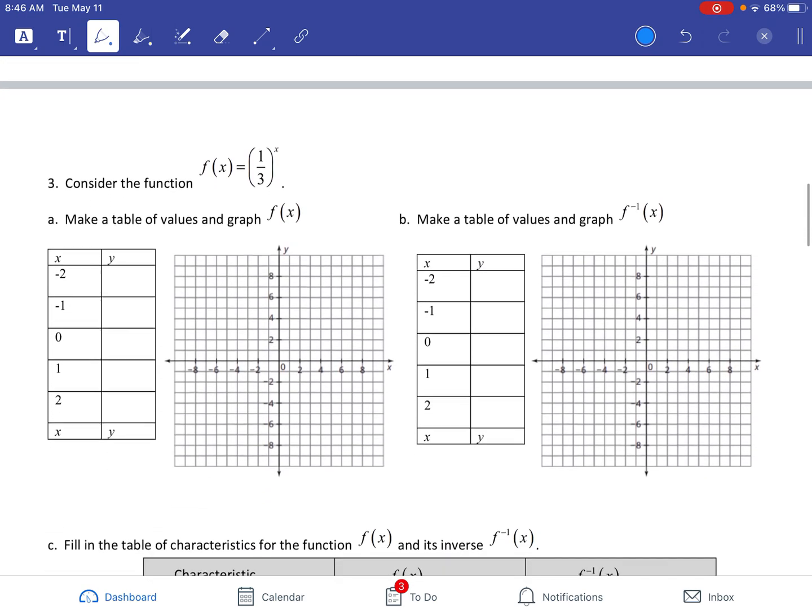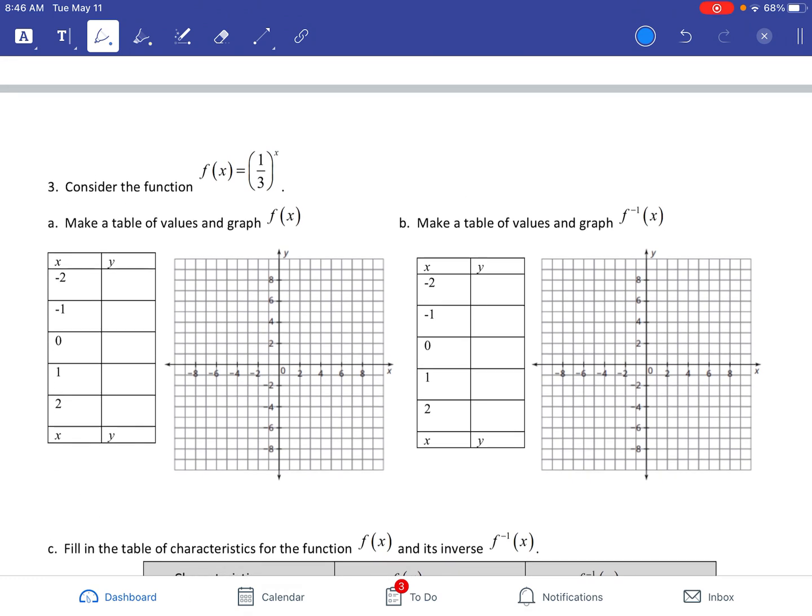Okay. Look at the same idea, but this time with a decay function, because our base value is greater than 0, but it's less than 1. So, if you raise 1/3 power to the negative 2, you get positive 9. To the negative 1, you get positive 3. To the 0 power, it would be 1. To the first, be 1/3. The second, be 1/9. Okay, so this function will look like this: negative 2 and positive 9, negative 1 and 3, 0 and 1, 1/3, 1/9. So it's going down.